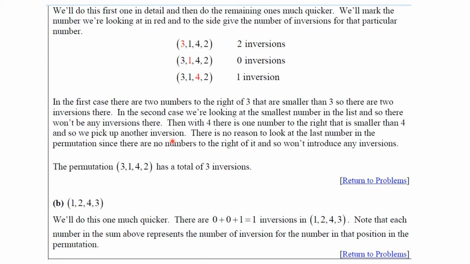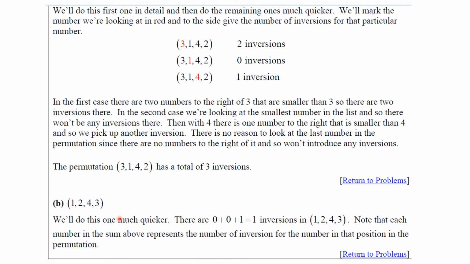In the second, we're looking at the smaller number in the list, and so we won't have any inversions there. And then with 4, there's 1 number to the right that is smaller than 4, so we pick up another inversion. Now there's no reason to look at the last number in the permutation since there are no numbers to the right, and so we won't introduce any inversions. So this has a total of 3 inversions, and that's how we get it.